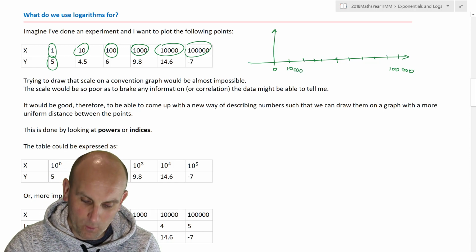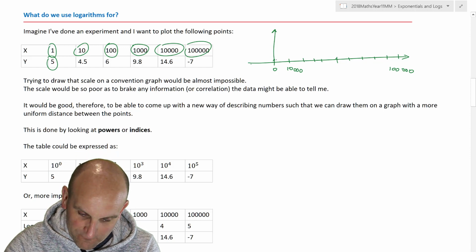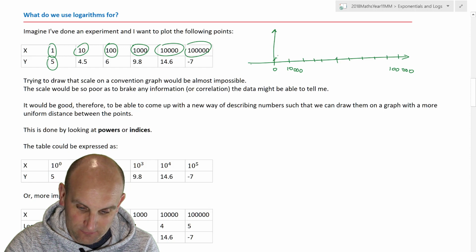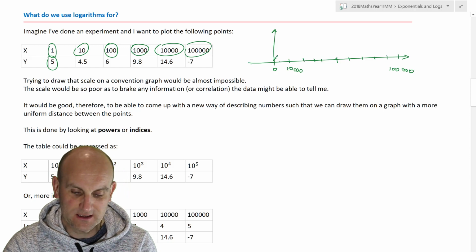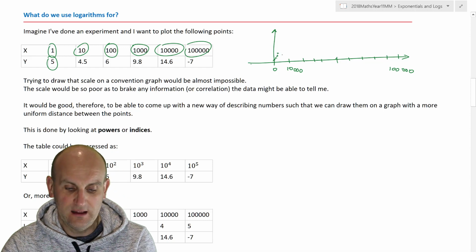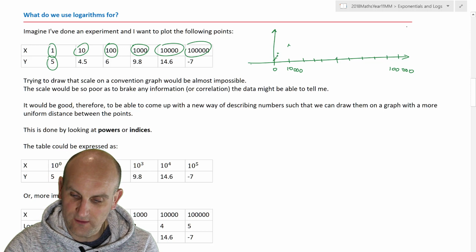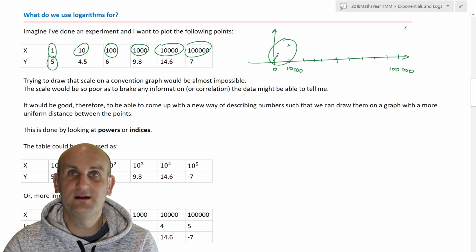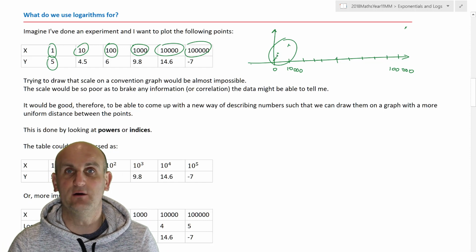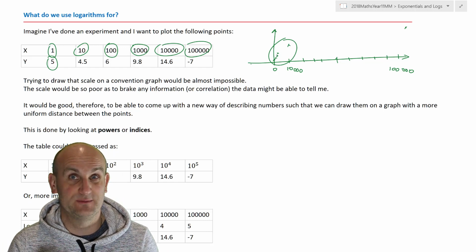So my point number 1 would be sort of here. My 10 at 4.5 would be really, really close to it. My 100 would be still really, really close to it. By the time I get to 1,000, I may be sort of here. And suddenly I go to 10,000, which is sort of here, and all the way over here to 100,000. Well, all of my data is scrunched into one section of my graph, which makes absolutely no sense. How can I see if there's a pattern? How can I see if there's anything happening in this particular graph?